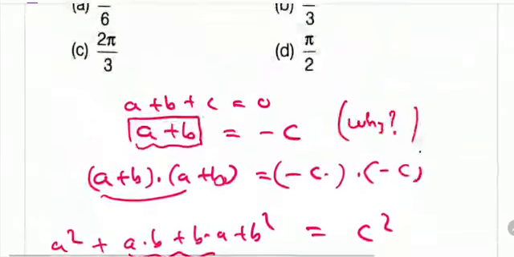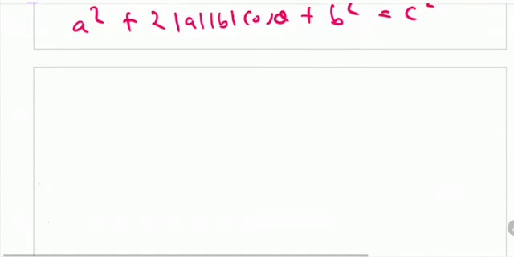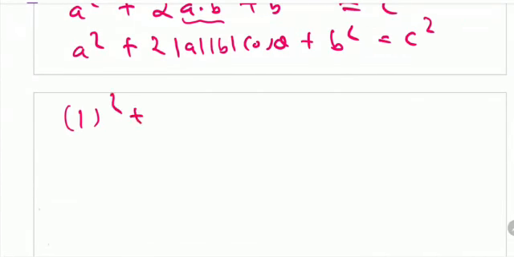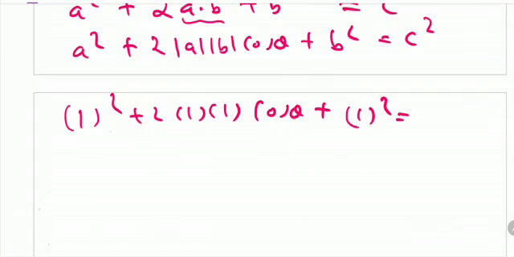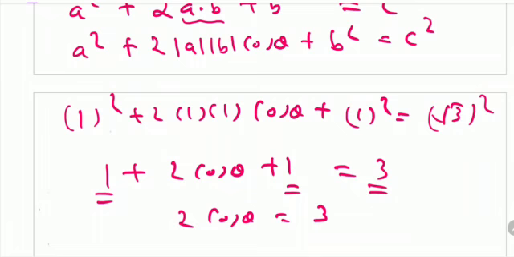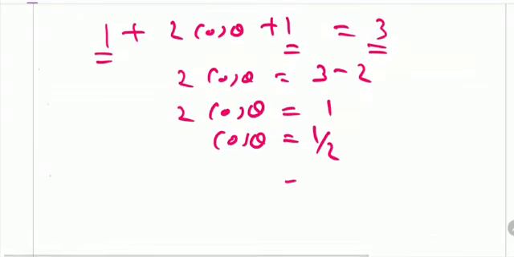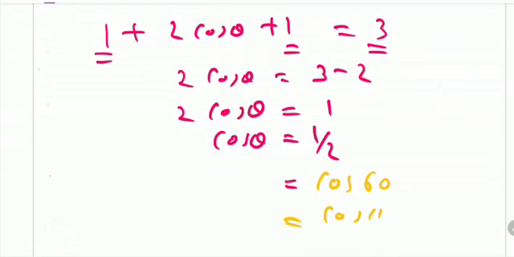We just substitute the values. You just observe the value of a is 1, b is 1, c is root 3. Just substitute these values. So we get 1 square plus 1 into 1 cos theta into 2, plus 1 square, equal to c, which is root 3, the whole square. So we get 1 plus 2 cos theta plus 1 equal to 3. We get 2 cos theta equal to 3 minus 2, we get 1. We get 2 cos theta equal to 1 gives cos theta equal to half. But remember, half is nothing but cos 60, right? Or you can say cos pi by 3.